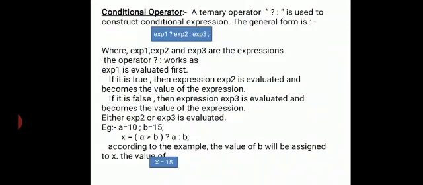Example: a = 10, b = 15, x = a > b ? a : b. According to the example, the value of b will be assigned to x, so x equals 15.